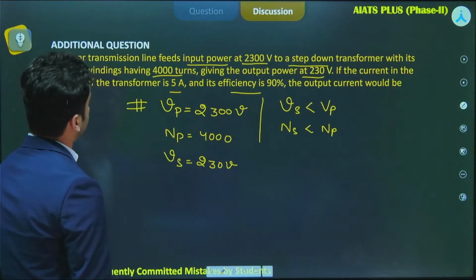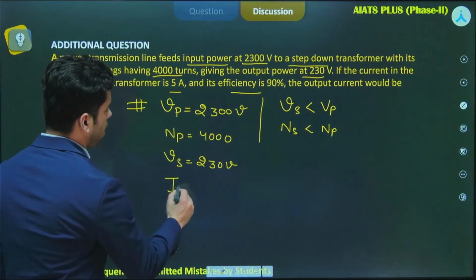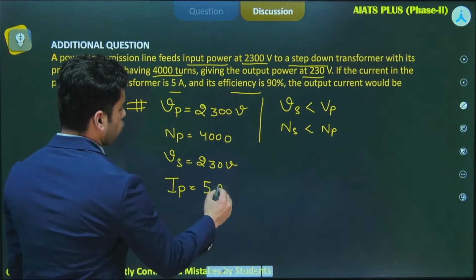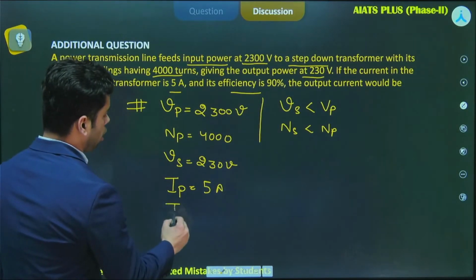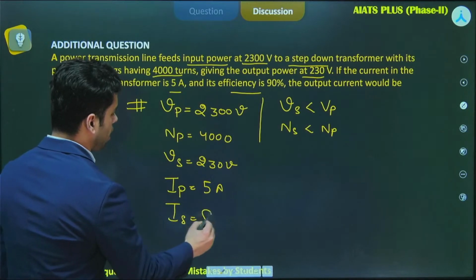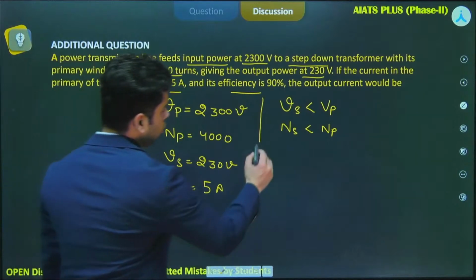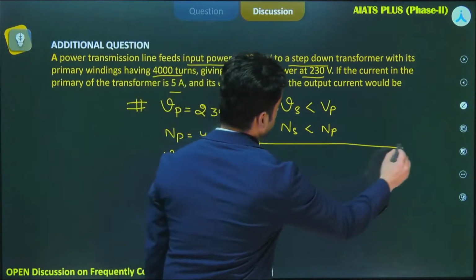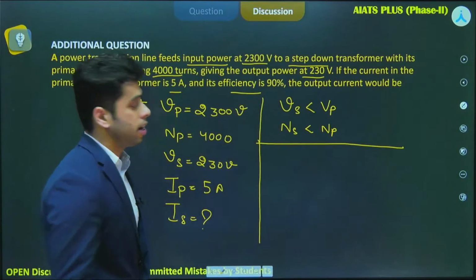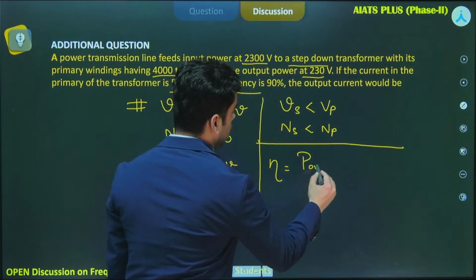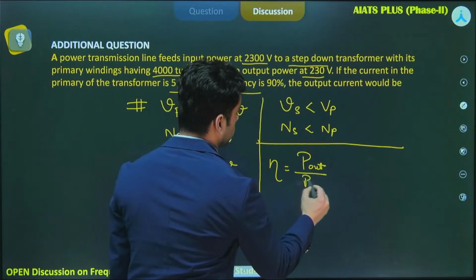Now the current in the primary of transformer, so Ip is also given to you as 5 ampere. Then what do we need to find? We need to find the output current. Output current means the secondary current, Is, is what we are required to find. So dear students, we can use the relation of efficiency. What is efficiency of a transformer? It is defined as the ratio of output power upon the input power.